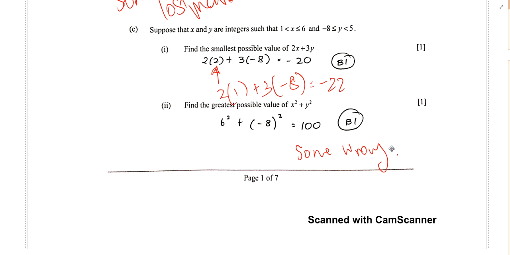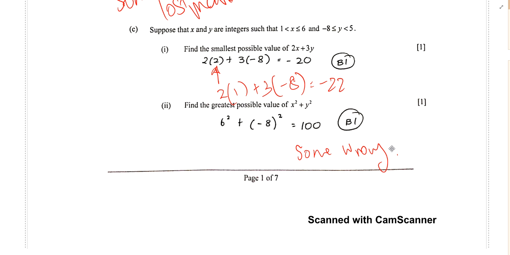Okay, next one, part 2. Greatest possible value of x squared plus y squared. I want the greatest value, so I must have the greatest x squared and the greatest y squared. Let's take a look at x. It ranges from 1 to 6, including 6. So the largest obviously is 6 squared. But the problem comes in y squared.